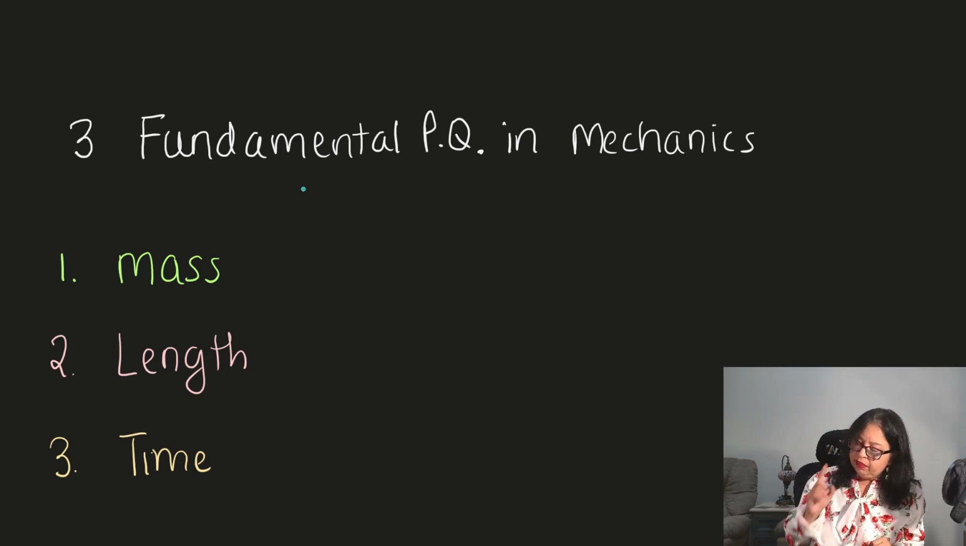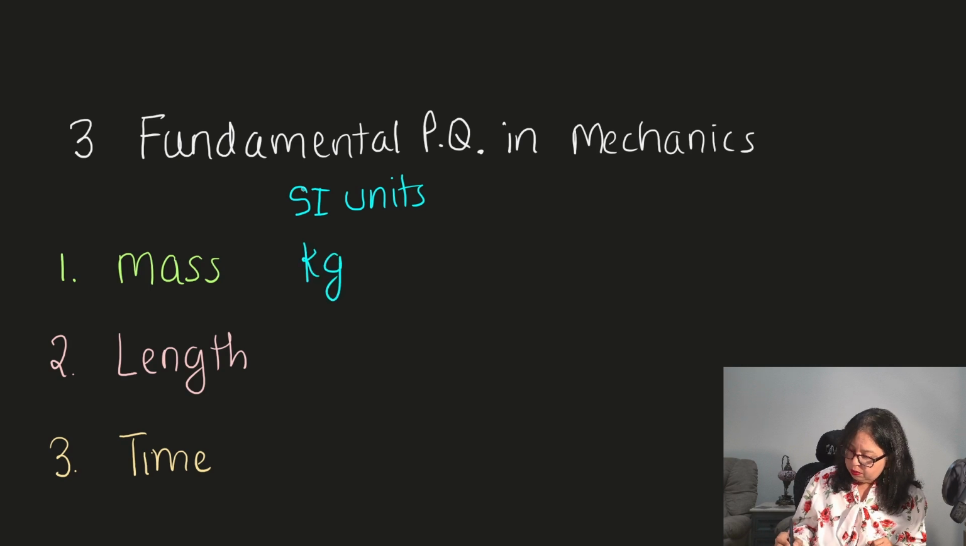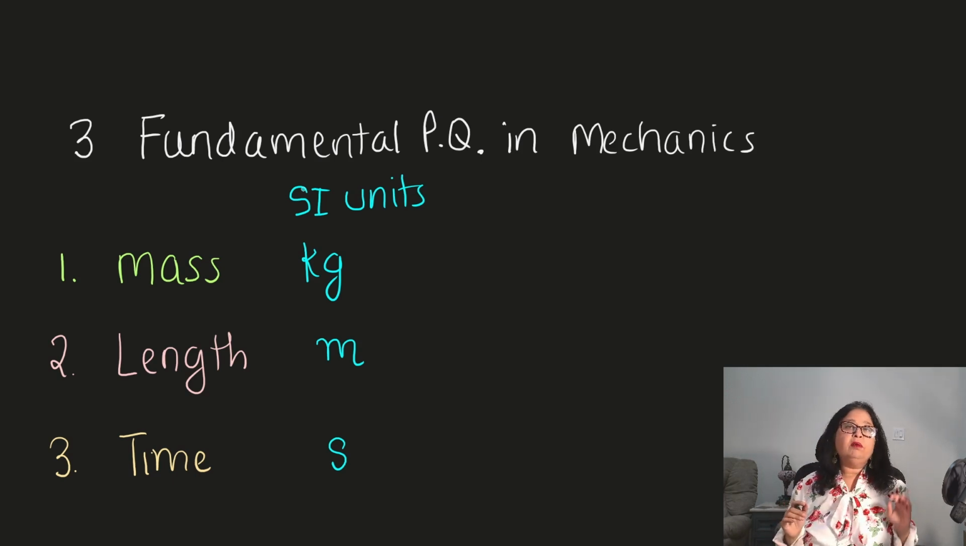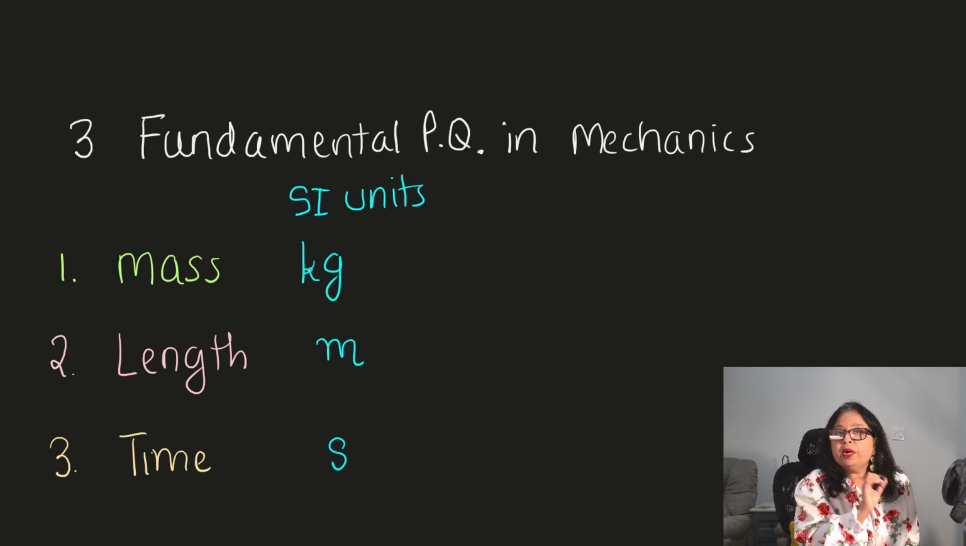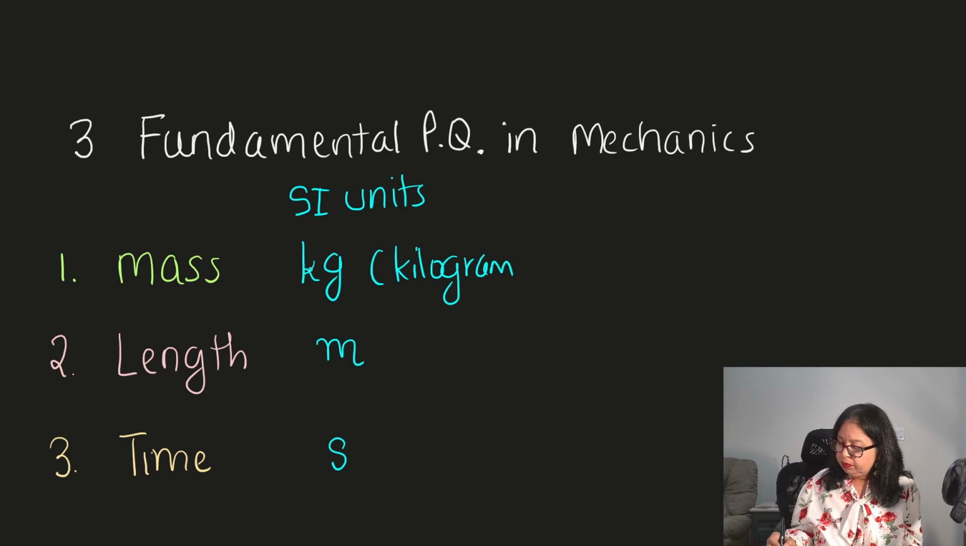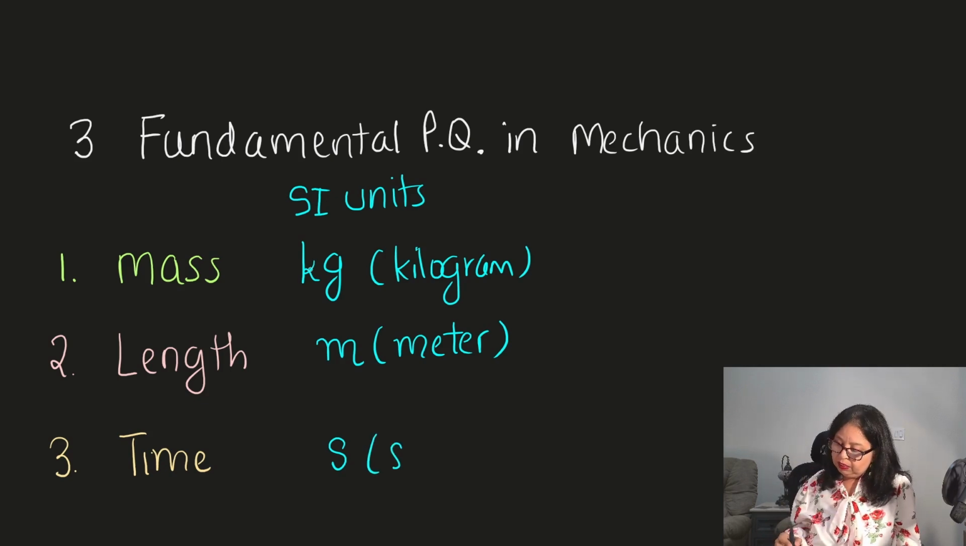Next, let's list the SI units of these physical quantities. Now, I would like to emphasize that physics and chemistry are case-sensitive subjects. The case of the symbols matters. Like kilograms, the symbol for it is lowercase k, lowercase g. Okay, so this is your kilograms. Meter, lowercase m. Do not write uppercase M for meters. And lowercase s, the SI unit for time is seconds.